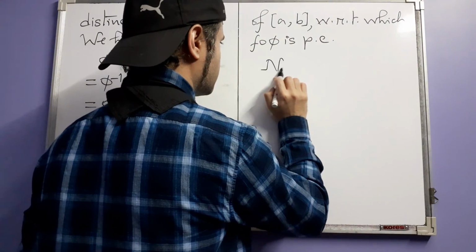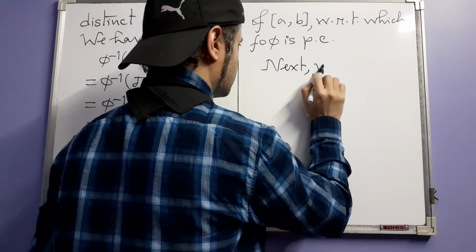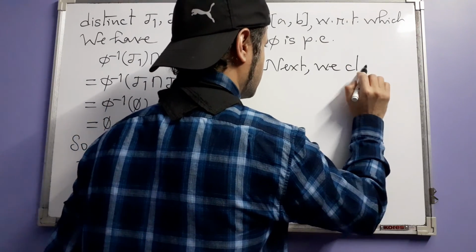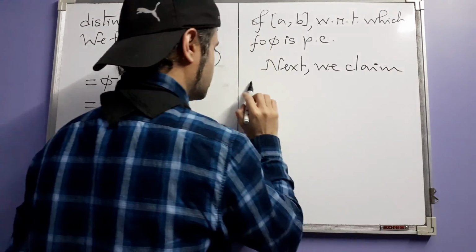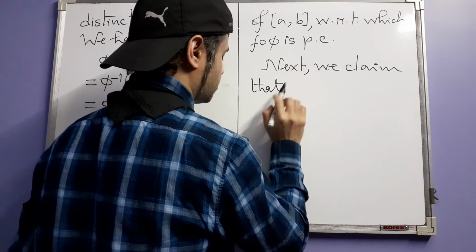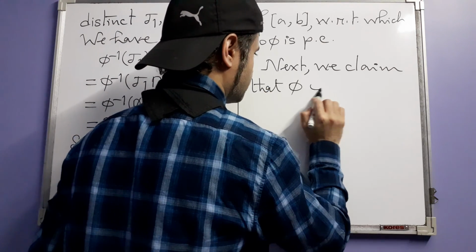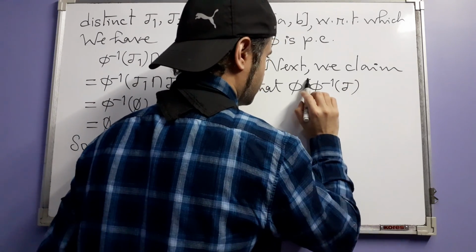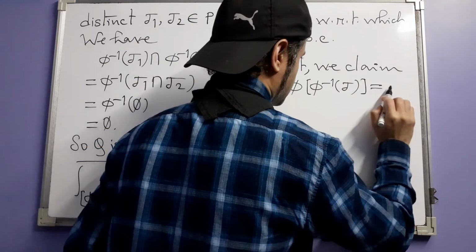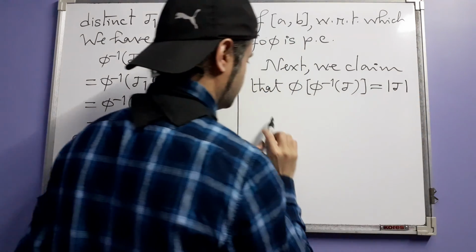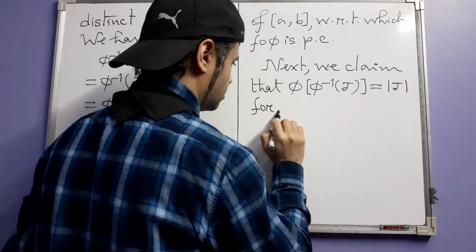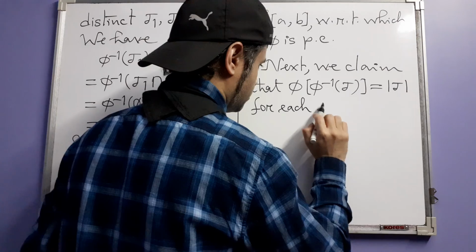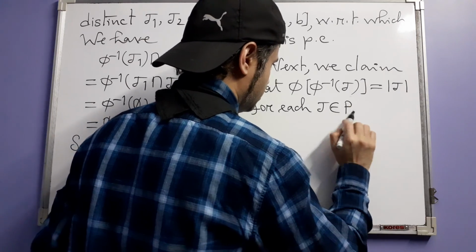Next, we claim that phi inverse of J is equal to the length of J for each J in P.